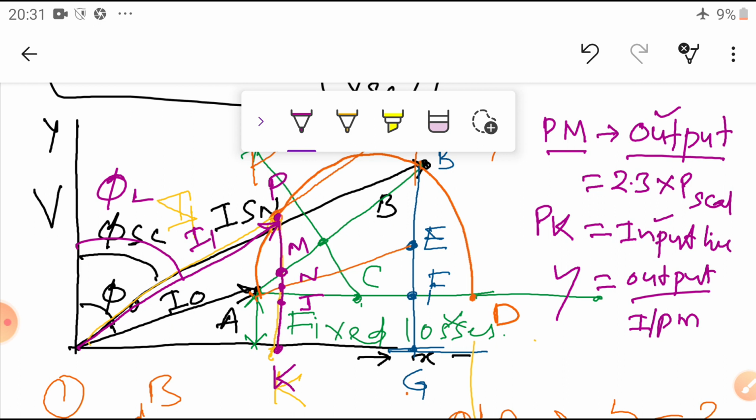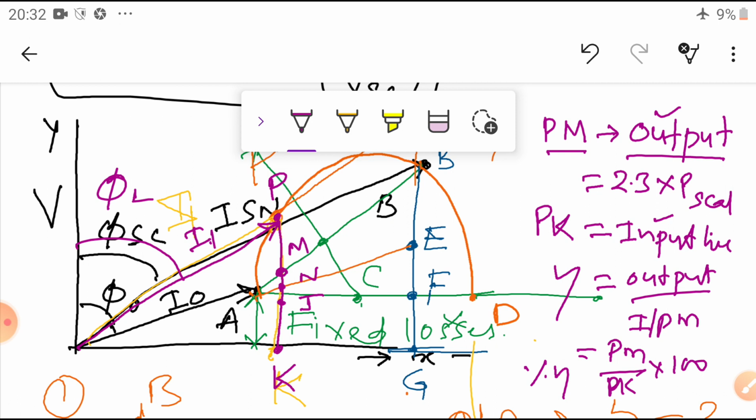So that is the purpose. Output we know, input we know. What is the output? That is equal to PM. What is the input? PK, into 100. So I am going to get the percentage of efficiency. Simple. You know the distance, you convert it with the power scale, and you get the efficiency. So at the load current, this I1 condition, this is the efficiency.